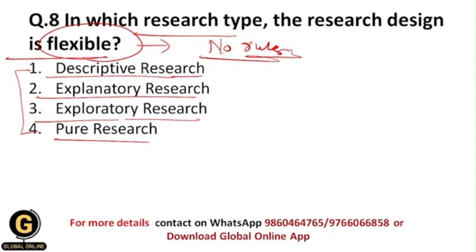So within the descriptive research, whatever incidents, whatever situation, or whatever person there is, we are going to describe the characteristics of that thing as it is. And that's why this is a fixed research design.